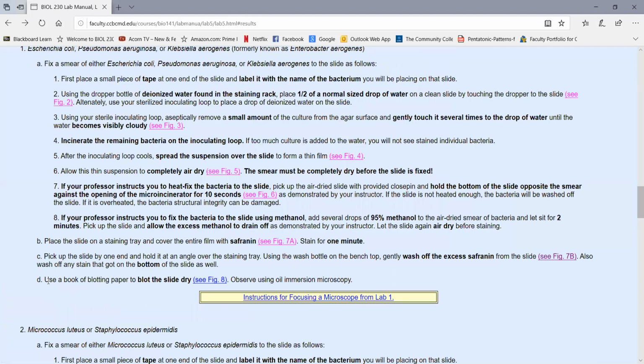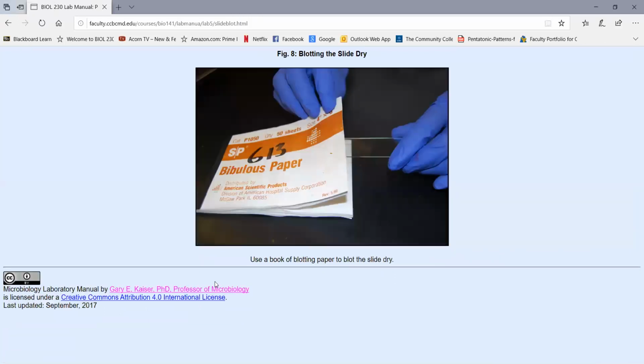Then at that point, take the slide and put it in a book of blotting papers, or bibulous paper as it's also called, to blot it dry. Figure 8 shows that. And again, we showed you that in the video. Put it all the way in. And then once the slide is in, rub it gently with your fingers, very gently. Don't push down harder, you might break the slide, and then you have to start all over again.